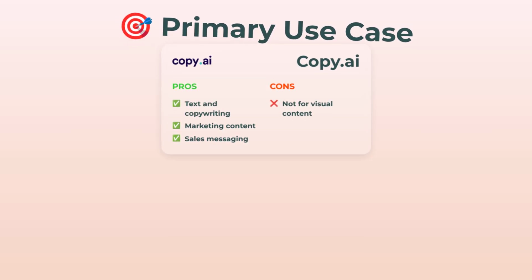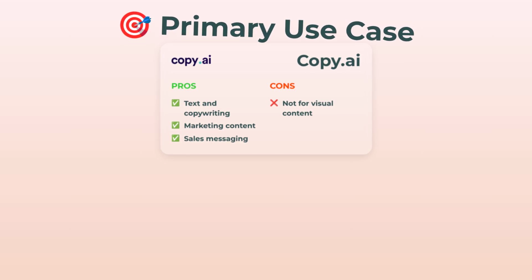So Copy.ai is straight up built for text. It's a powerhouse for marketing copy, sales messages. Basically, if you need words, this is your playground. Now, can it make visuals?